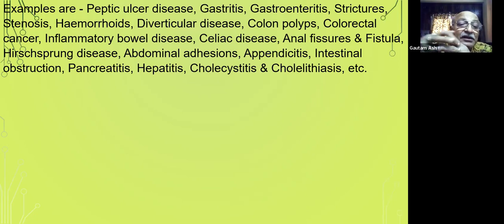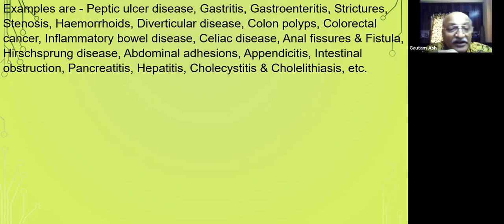So that is called congenital megacolon. Then abdominal adhesions. Due to inflammation, there will be adhesion, or after an operation in the abdomen, peritoneal adhesion will be there, or some sort of adhesions among different structures inside the abdomen. Appendicitis, already discussed. Intestinal obstruction. In this intestinal obstruction, the most common is intussusception.